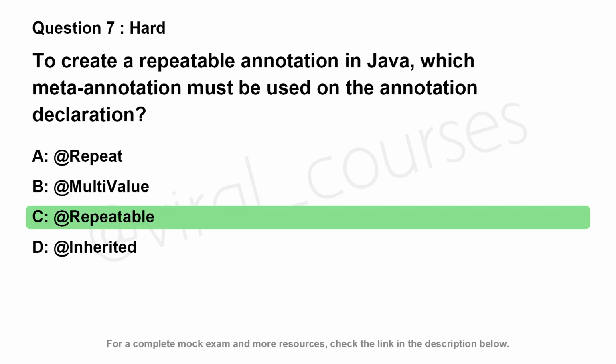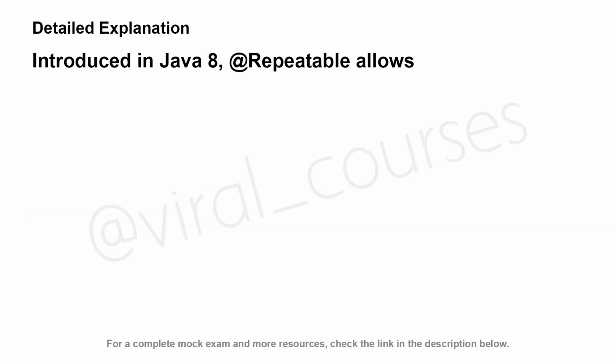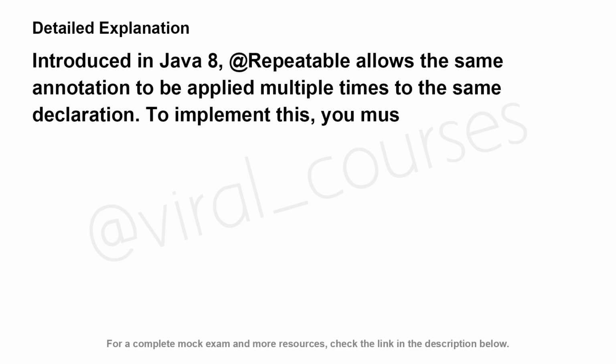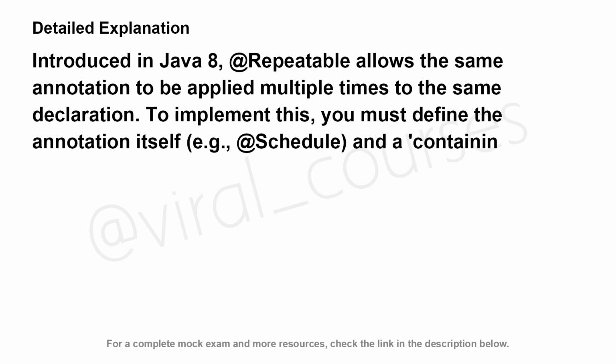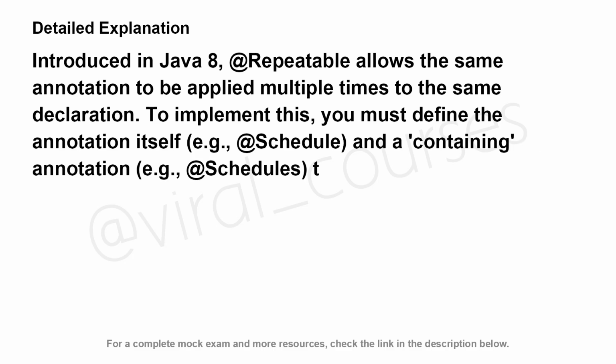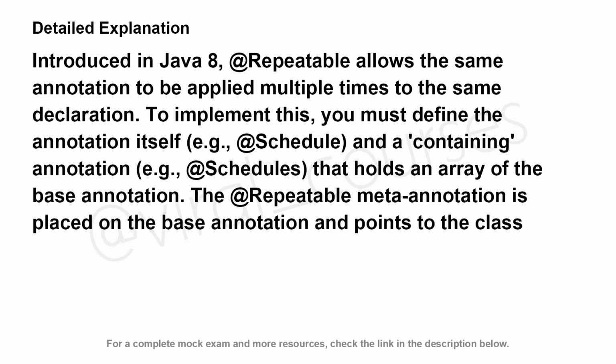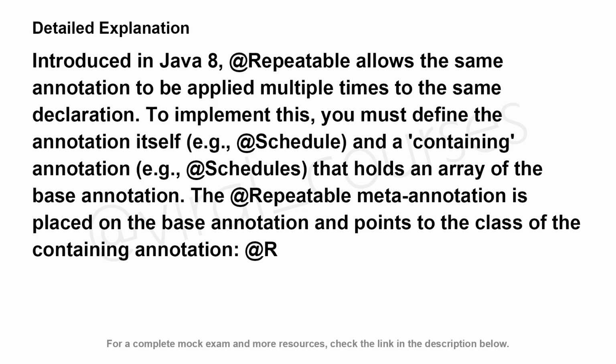The correct answer is C. Introduced in Java 8, @Repeatable allows the same annotation to be applied multiple times to the same declaration. To implement this, you must define the annotation itself, e.g., @Schedule, and a containing annotation, e.g., @Schedules, that holds an array of the base annotation. The @Repeatable meta-annotation is placed on the base annotation and points to the class of the containing annotation, @Repeatable(Schedules.class).